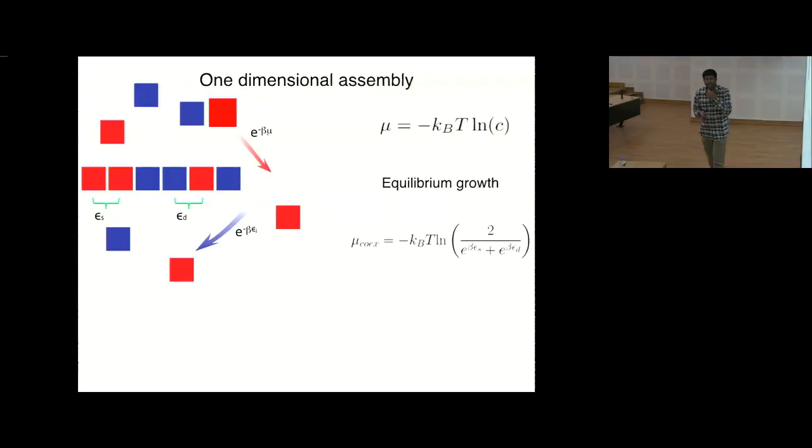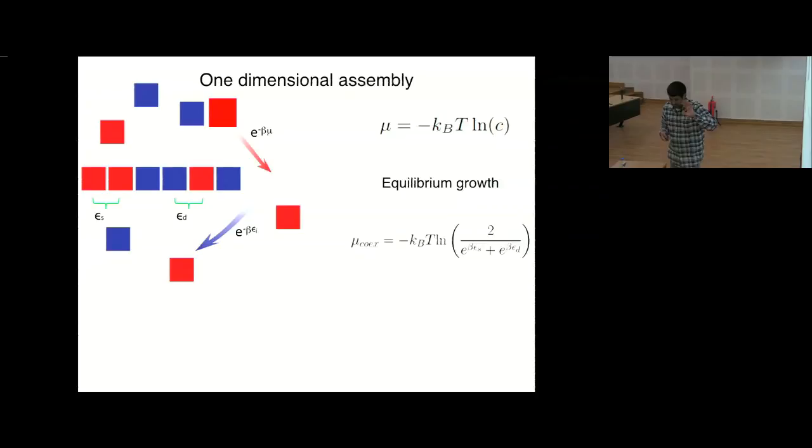Okay, so if I grow the system in equilibrium, and what I mean by equilibrium here is very simple. If I tune the chemical potential, and this is something that we know from equilibrium statistical mechanics, to the value such that it's equal to the derivative of the free energy of this one-dimensional chain, and it works out to this. It's very simple algebra to do this.